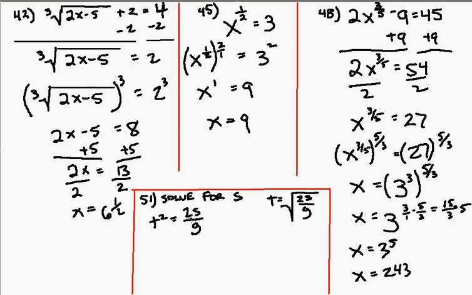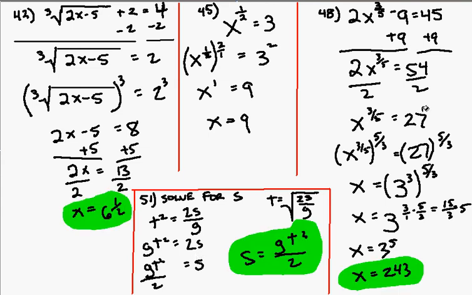G is dividing the s, so I'm going to multiply. So now I have gt squared is equal to 2s. And then all I have to do is divide both sides by 2. So that'll eliminate the 2. So we have s is equal to gt squared over 2. So that's my final answer. S is equal to gt squared all over 2.